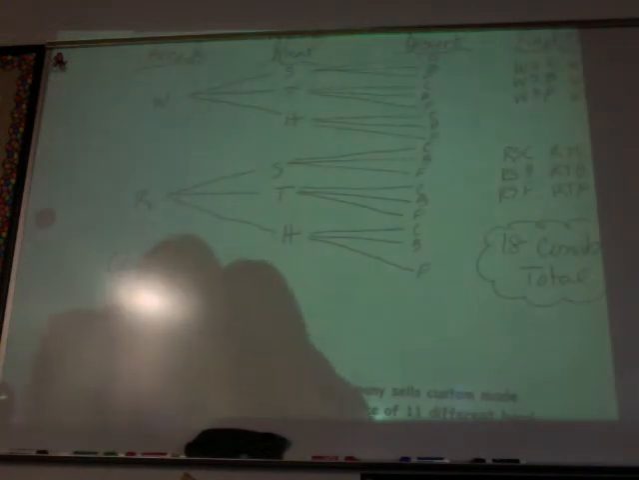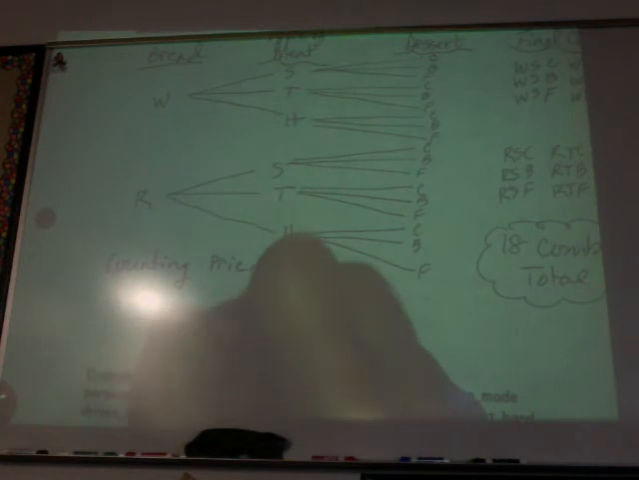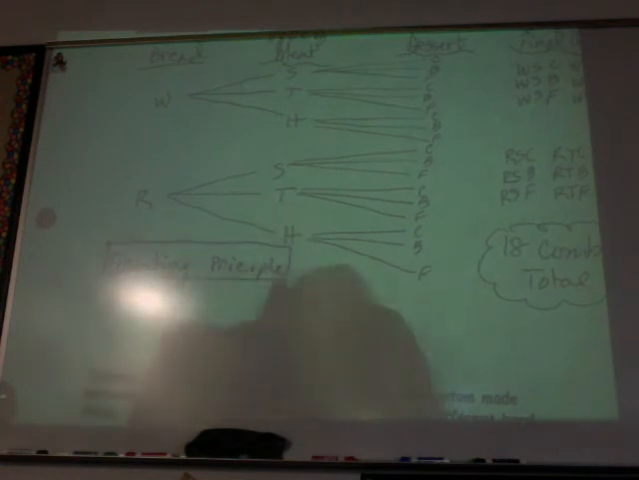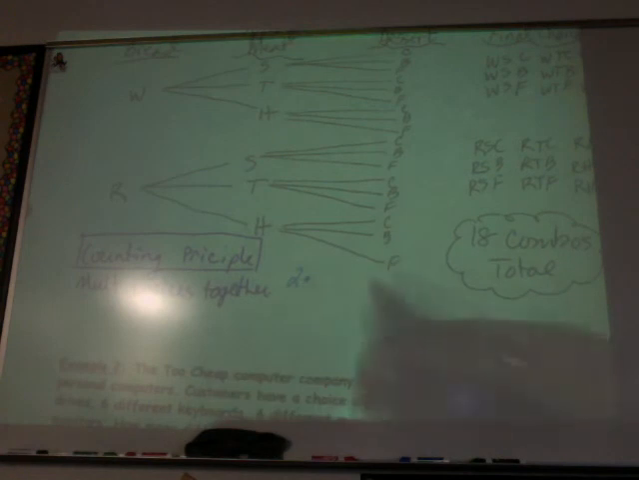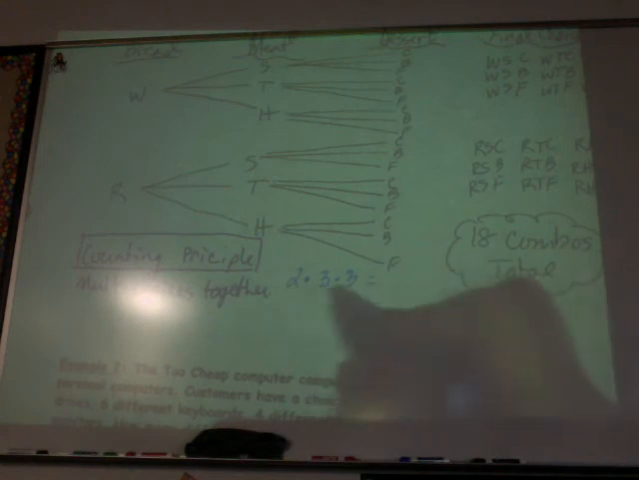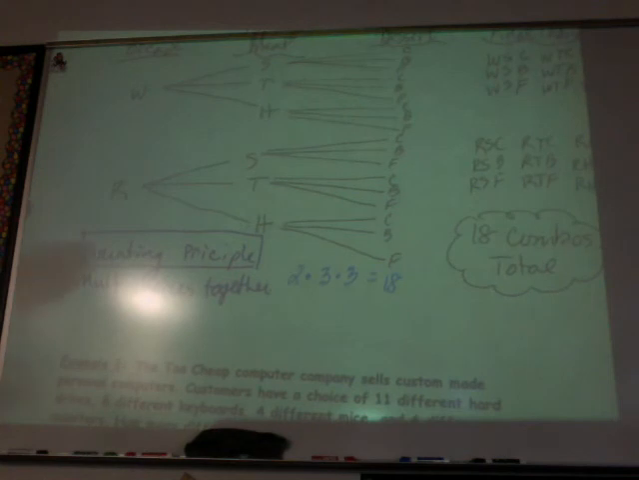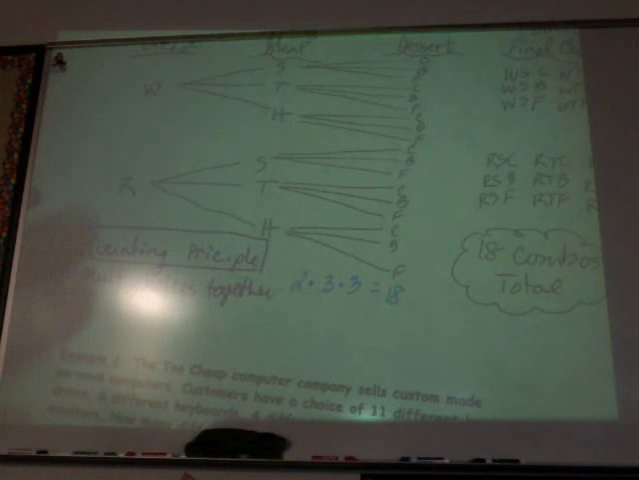So the counting principle says this: multiply your choices together. So how many choices for bread did we have? 2. Times how many choices for meat? 3. And how many choices for dessert? 3. What's 2 times 3? 6. And 6 times 3? So 18. So doesn't it match the 18 combos that we listed out? So that's the quick way to do it. If that's all I want is the total number, I wouldn't want to go through all the effort of a tree diagram. Why not just use the counting principle?